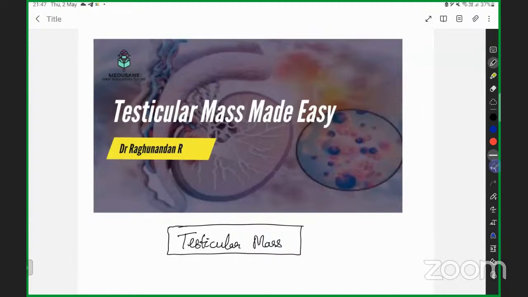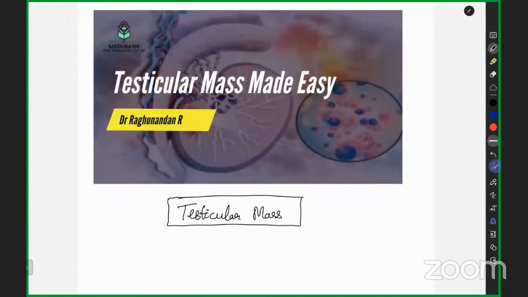A probable mistake that as undergraduates, which I did, which you did, and everyone does, is we read every topic in the testes separately. But unfortunately, all the testicular topics are going to be grouped together as testicular mass. Everything is going to be grouped into a single one called testicular mass.